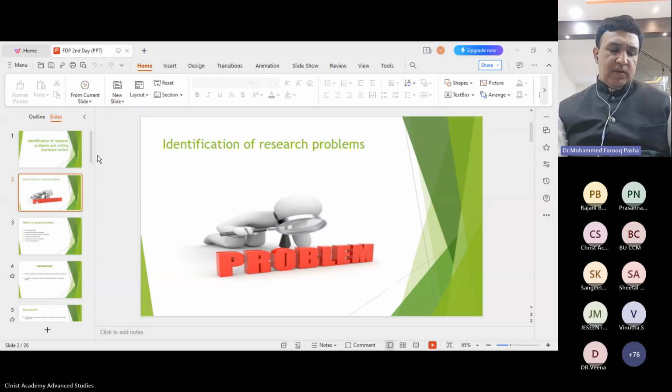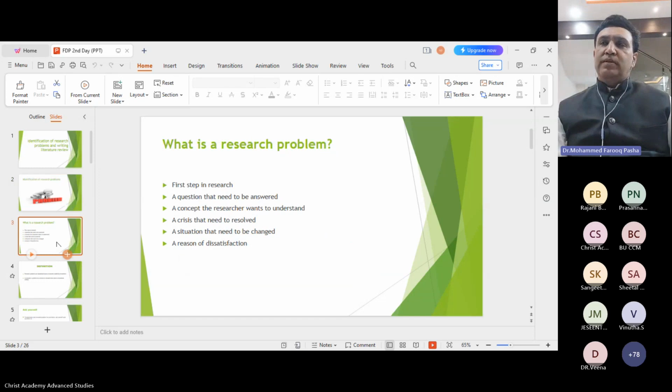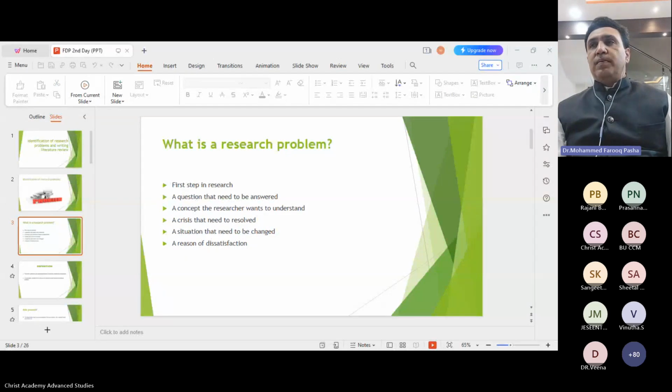The first thing is, what is a research problem? Let us throw some light on that. First step in research, of course, is the door you are entering into. Then, when it comes to a question that needs to be answered, most of us either skip this question, or say we don't want this question, or avoid it. That should not be the case. The question to be answered is: what is the research problem?